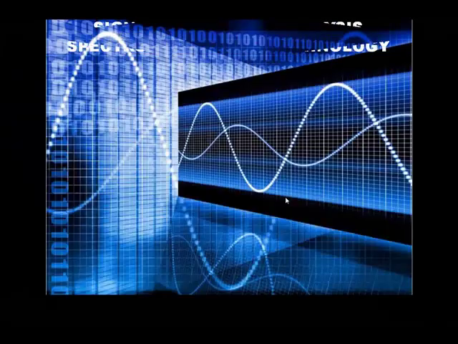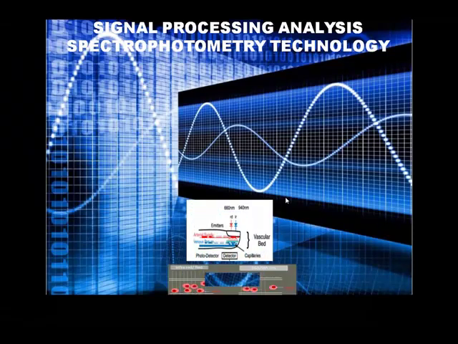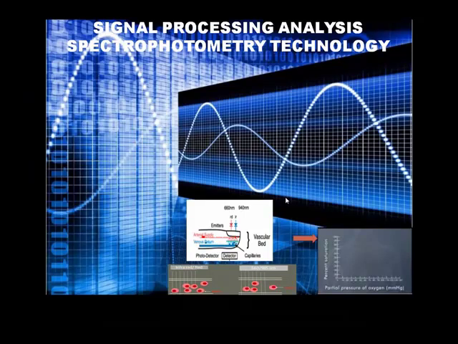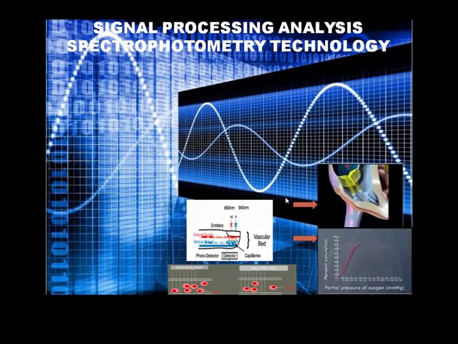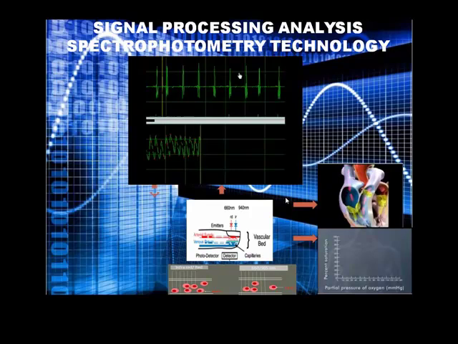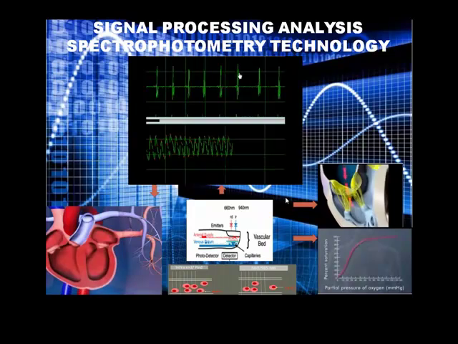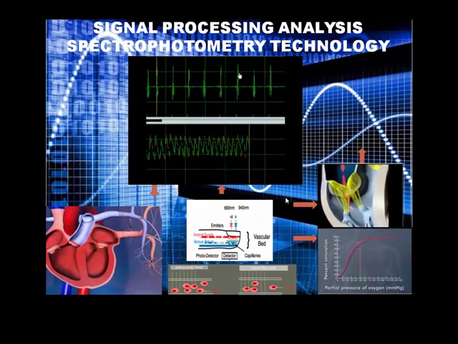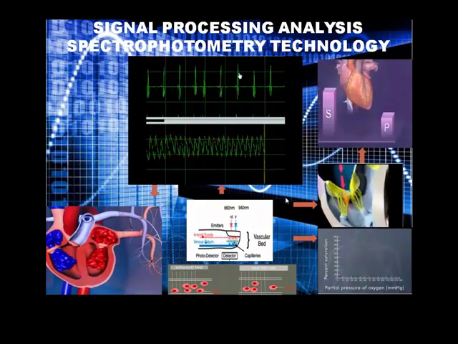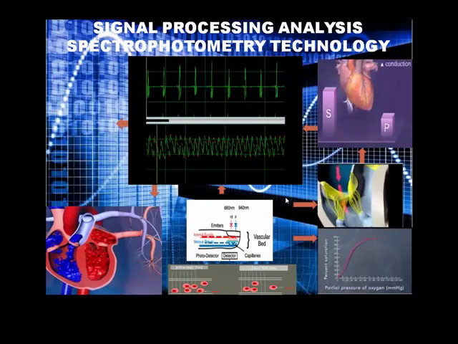Signal processing analysis for the spectrophotometry technology. The pulse oximeter displays the SpO2%, vascular waveform, and heart rate. The photoelectrical plethysmography is the signal processing analysis of the waveform output of the oximeter, and provides hemodynamic indicators. The heart rate variability is the signal processing analysis of the time variation of the heart rate output, and provides indicators about the autonomic nervous system activity.